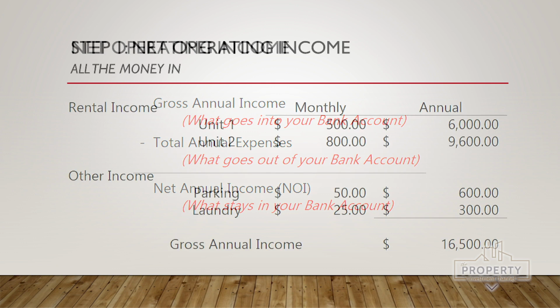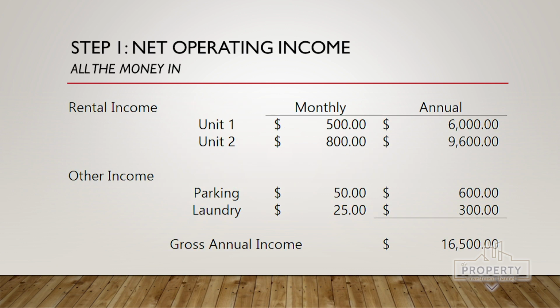Okay, in this example that we've got up here, we're going to look at a simple duplex. First thing that we're going to figure out is all the money going in. That is captured in something called the gross annual income. So gross, everything, annual, and income is the money that's coming in. It's in two parts, as you can see. In this duplex, we've got rental income. So unit 1 and unit 2, they're paying $500 and $800. And we also have other income.